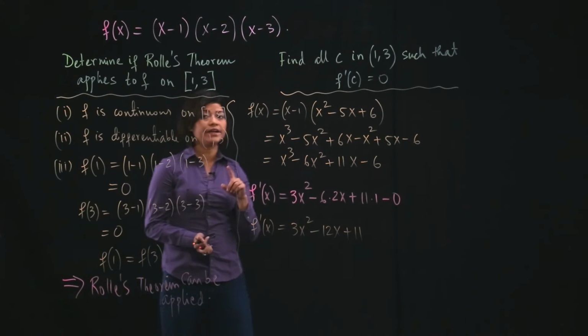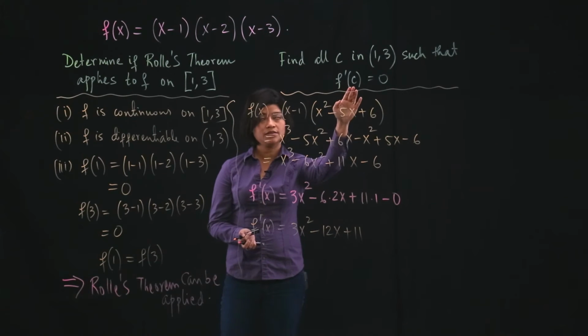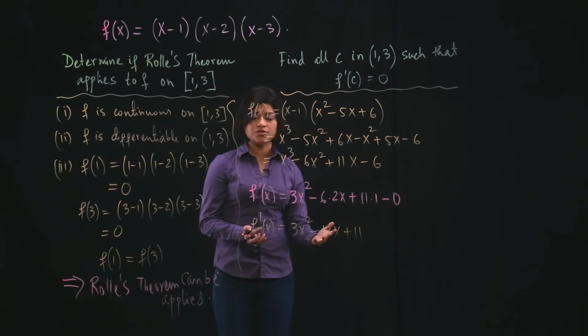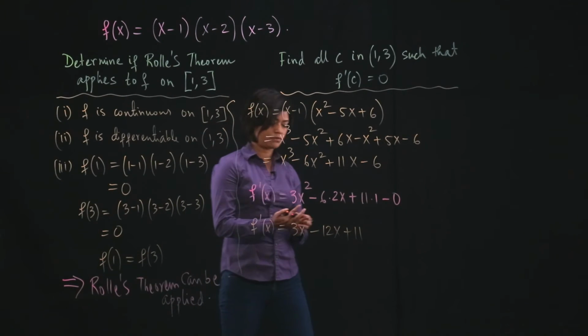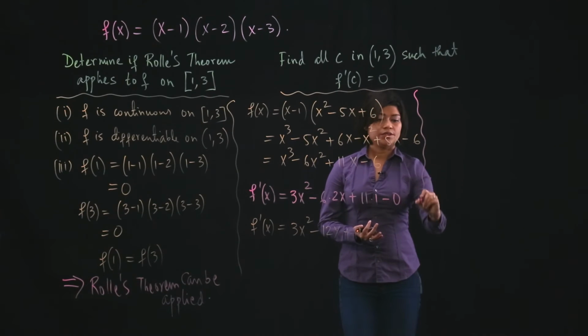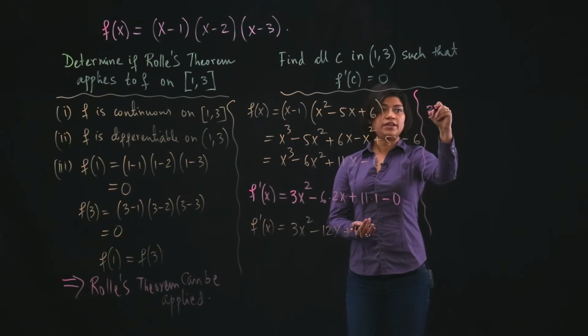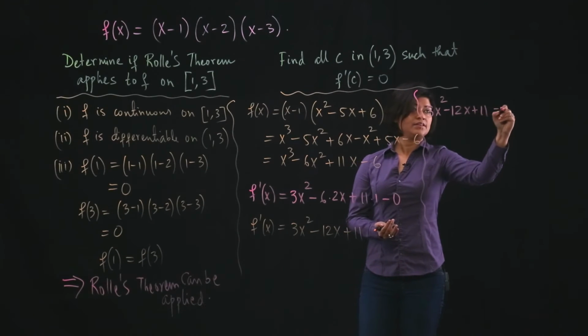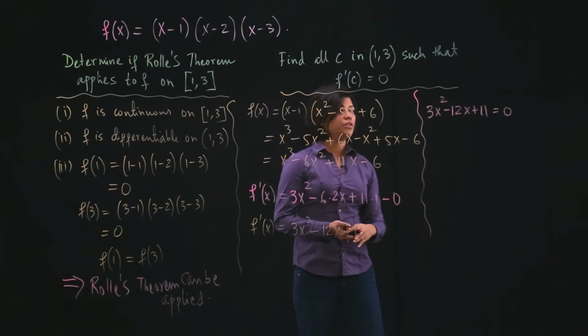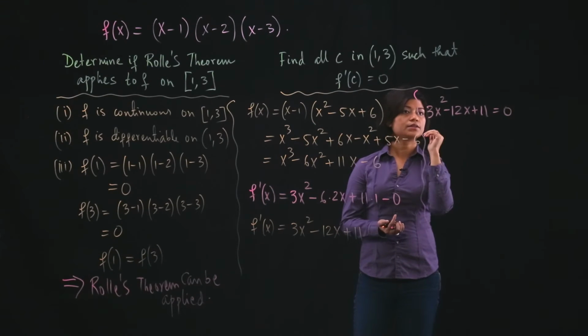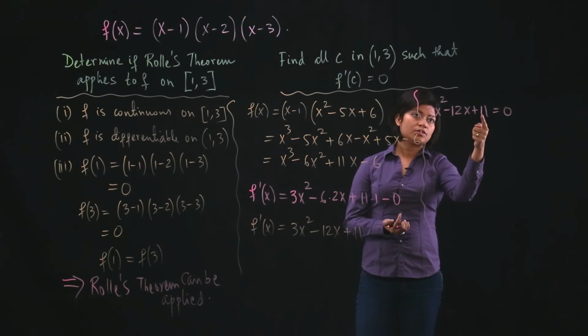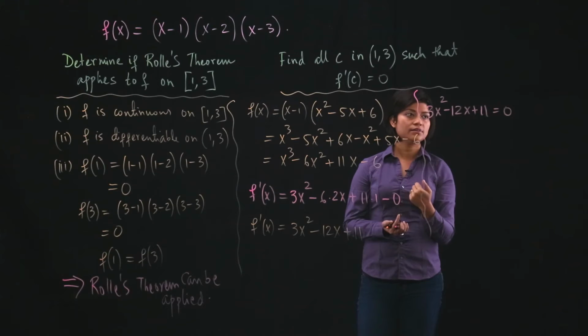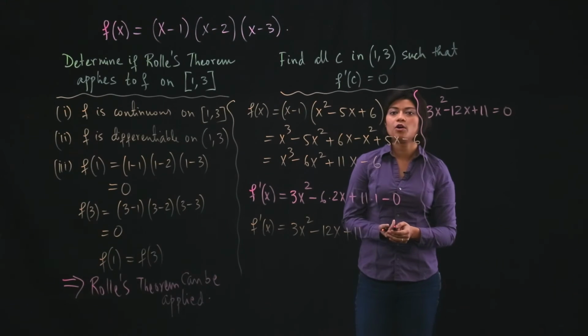Okay, we have to find all those c so that f prime of c is equal to 0. So set this equal to 0 and solve for x. So we have 3x squared minus 12x plus 11 is equal to 0. Notice that this is a quadratic. We can try to factor, but you see you can't find the factors directly. So let us just use the quadratic formula.